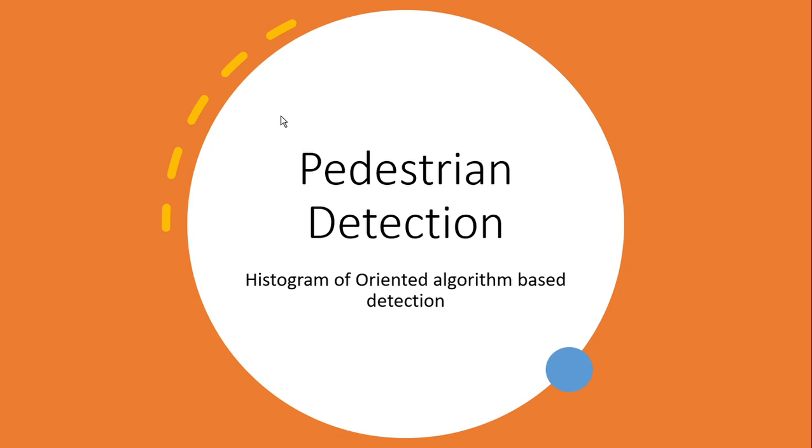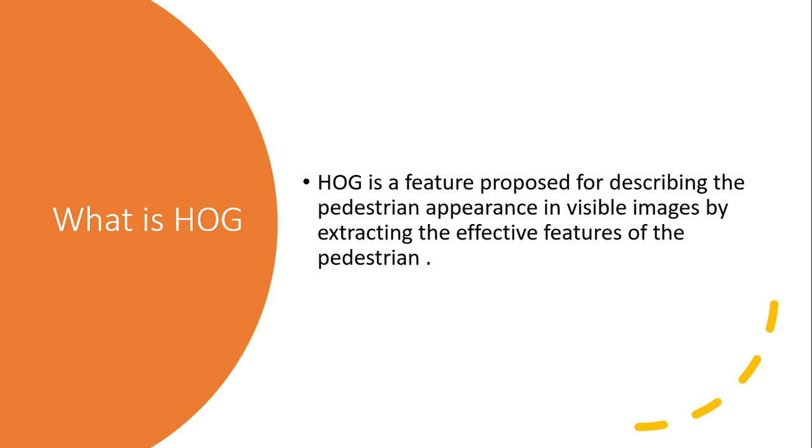In this session we are going to tackle an important topic, which is pedestrian detection, the histogram of oriented gradients algorithm-based detection. What is HOG, histogram of gradient? It is detecting pedestrians in images. It is an important topic in many applications.